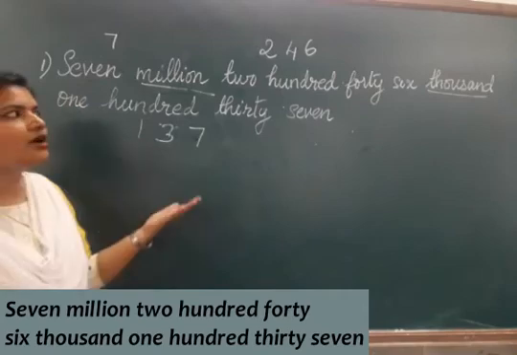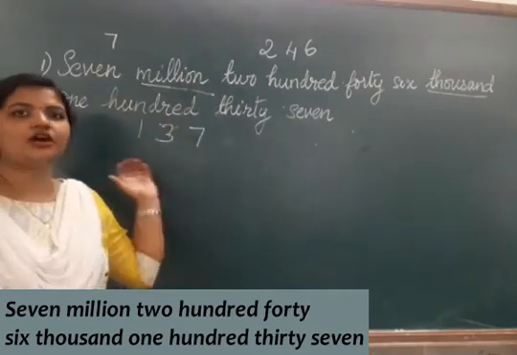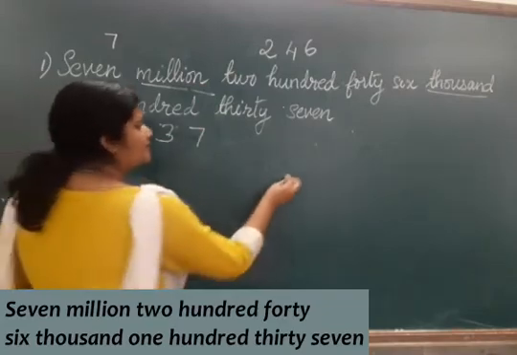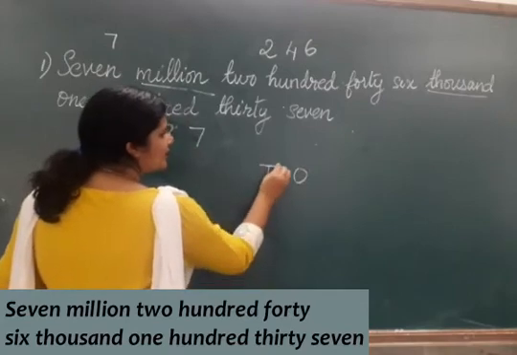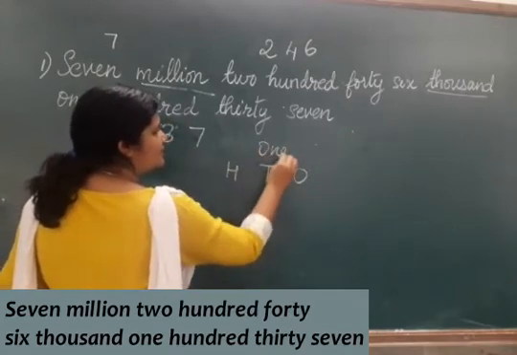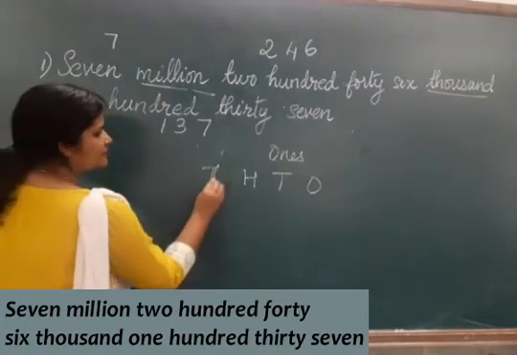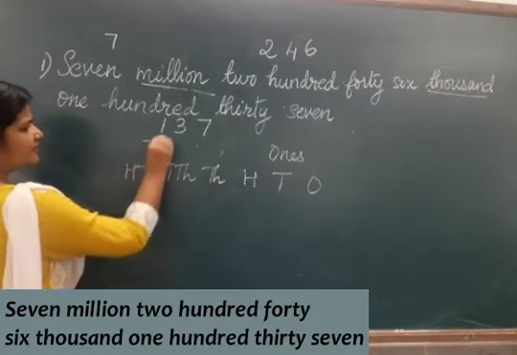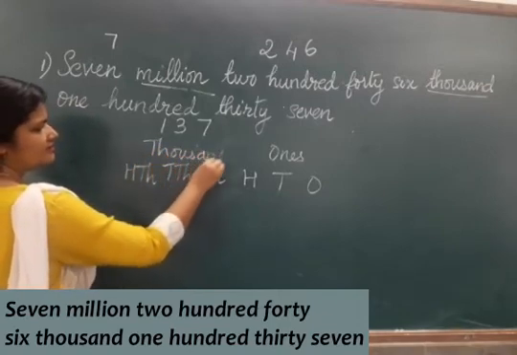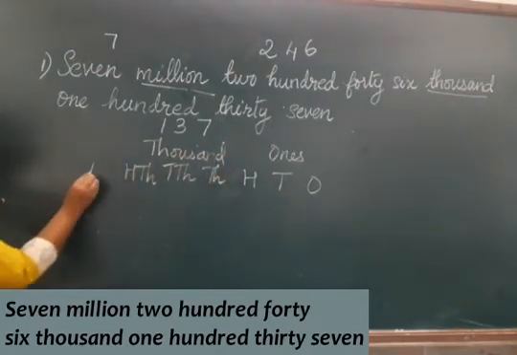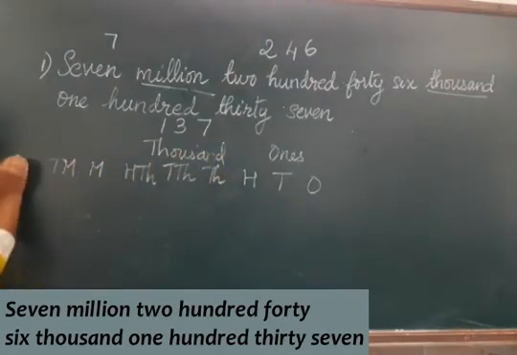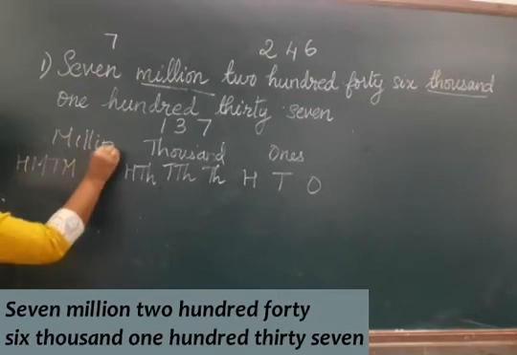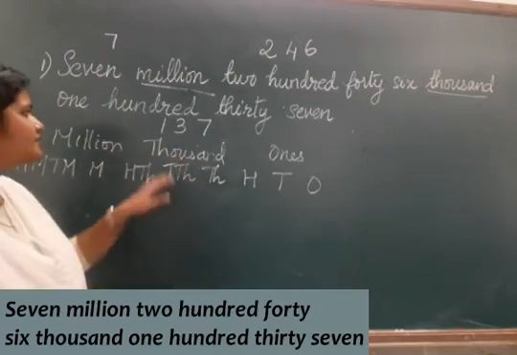Okay, now let's see how we can write these numbers together. So first for that let's write the places in each period, starting from ones place. Ones, tens and hundreds belong to the ones period. And thousand, 10,000 and 100,000 belong to the thousands period. And next, million, 10 million and 100 million belong to the period million. Okay, so let's start from the ones period onwards.